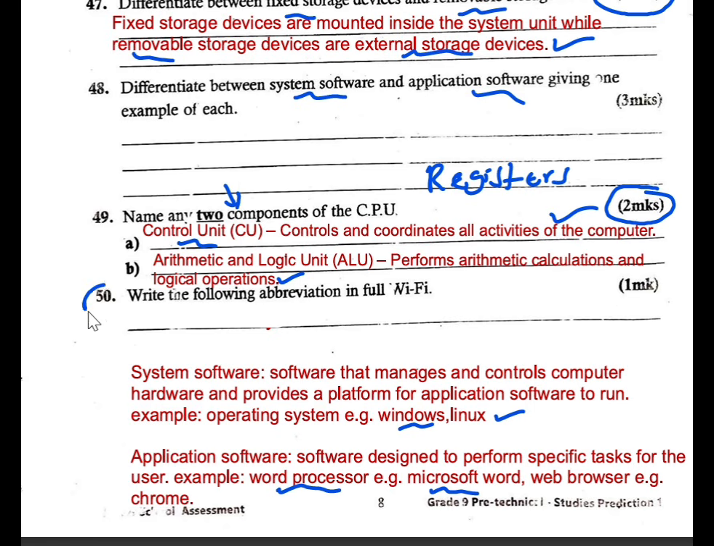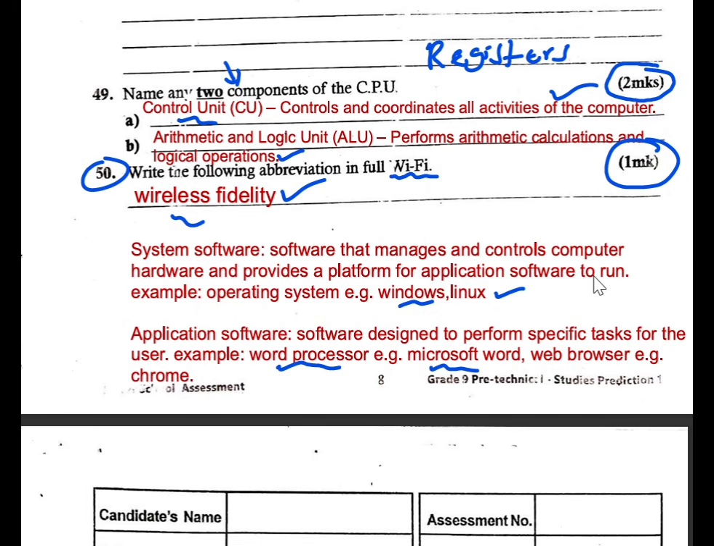Finally, question number 50, the last one, says write the following abbreviation in full. Wi-Fi. What is the meaning of Wi-Fi? So Wi-Fi, you can see here we have Wi and then hyphen and then Fi. So Wi stands for wireless and then Fi stands for fidelity. Therefore Wi-Fi means wireless fidelity. So the answer is Wi-Fi in full means wireless fidelity. You score 1 mark. And so that is the end of this paper.